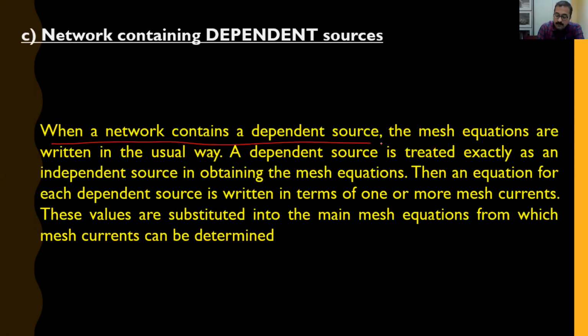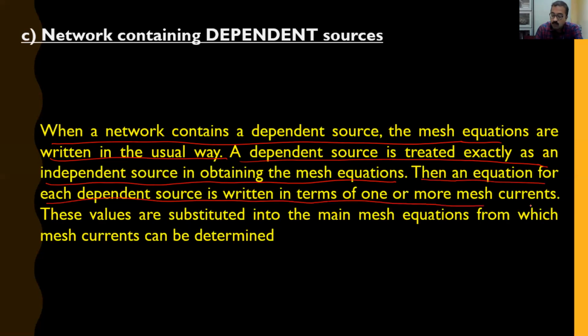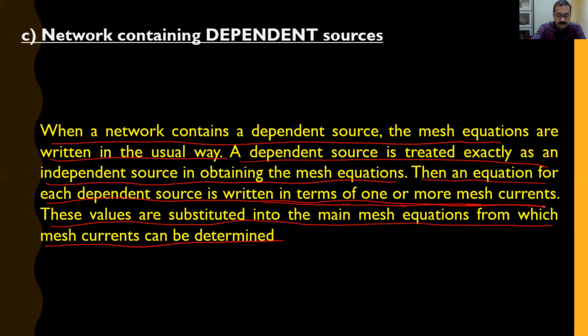When a network contains a dependent source, the mesh equations are written in the usual way. A dependent source is treated exactly as an independent source in obtaining the mesh equations. Then an equation for each dependent source is written in terms of one or more mesh currents. These values are substituted back into the main mesh equations from which the mesh currents can be determined. So the dependent sources are treated as if they were independent sources, with the only thing that an extra equation for each dependent source has to be written in terms of one or more mesh currents. Let us try one or two questions, then it will be clear.